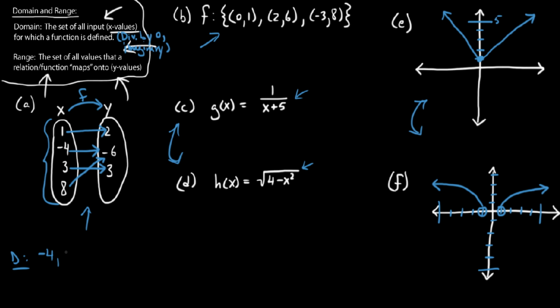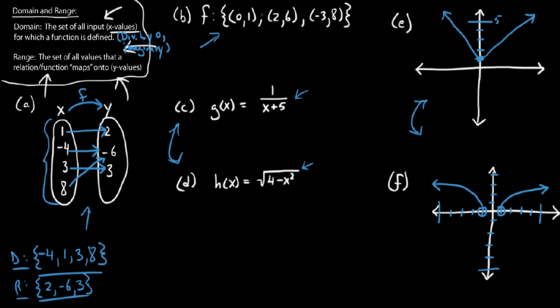We say -4, we say 1, 3, and 8. Those are the values that are included in our domain. And our range, the set of values that were mapped onto, simply were all the y values that actually got used. And in this instance, this is a very trivial example, but 2, -6, and 3 were all mapped onto. So we say these respectively are domain and range because these were all the input values that caused the function to be defined, and these were all the y values or output values that got mapped onto.